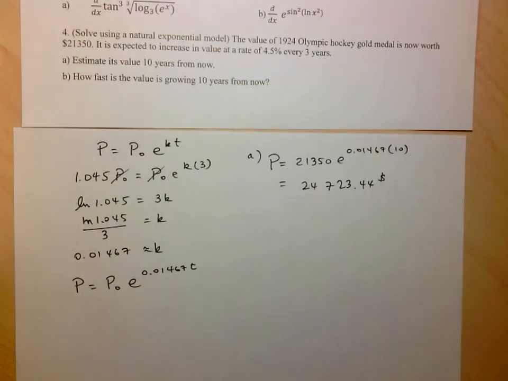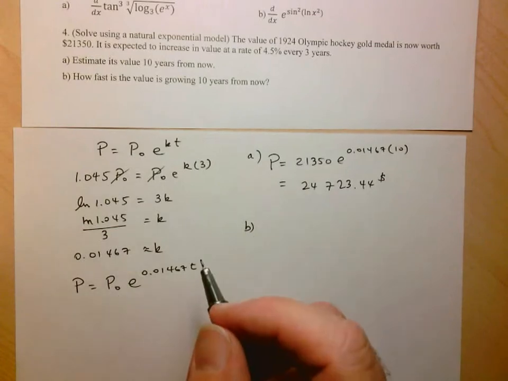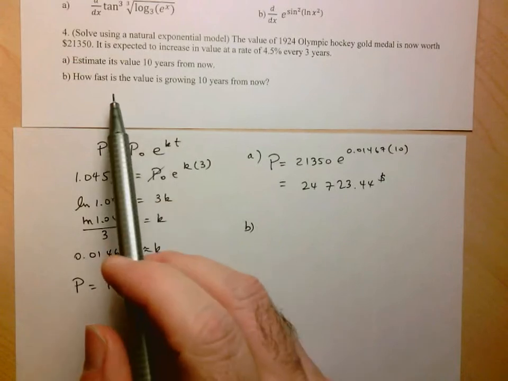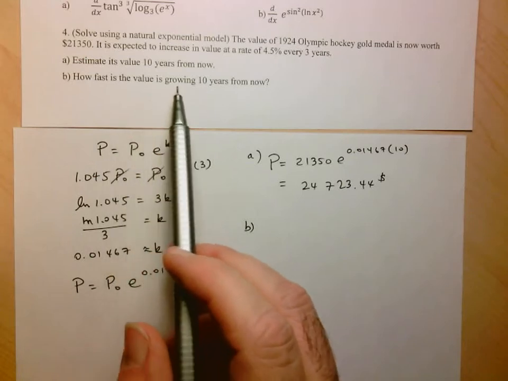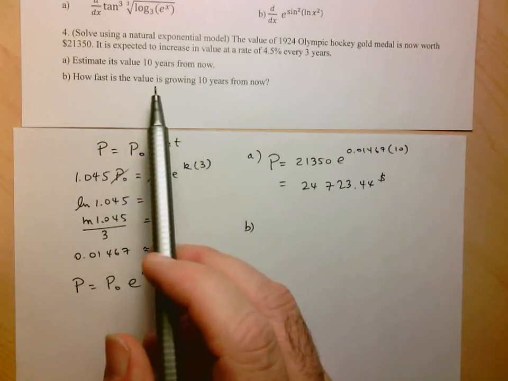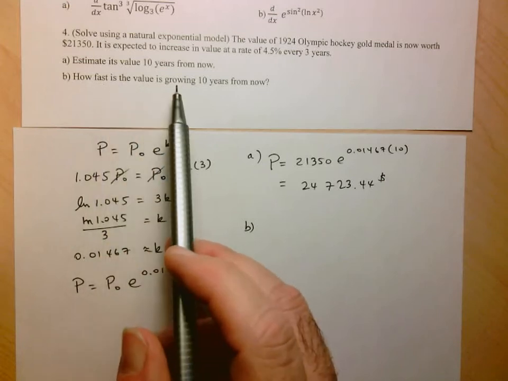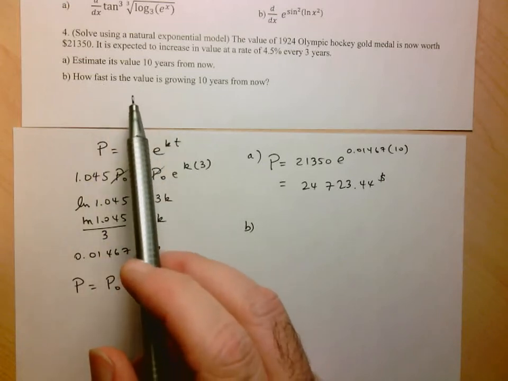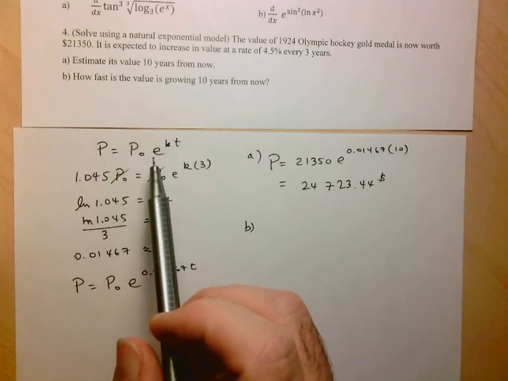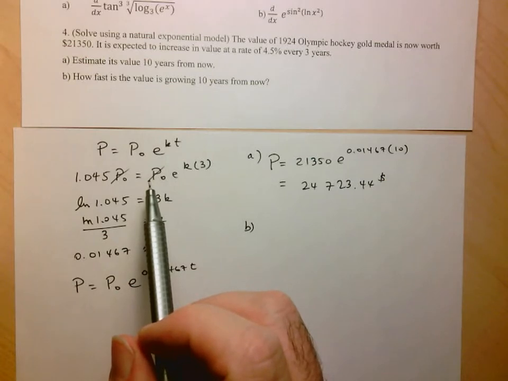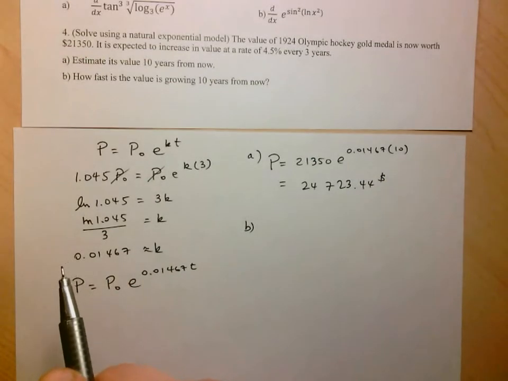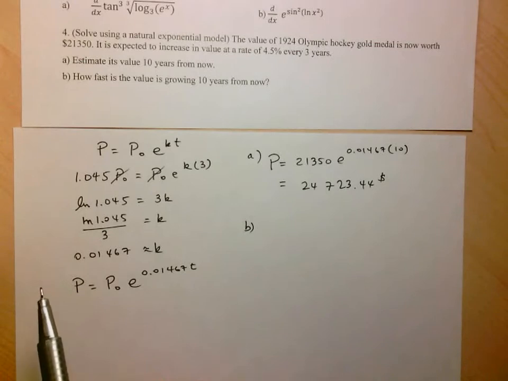Now let's look at B. B says, how fast is the value growing 10 years from now? Well, this is not very calculus language, so we need to turn this into calculus language. Growing represents rate of change, because it's how quickly it's growing. So essentially what we're looking for is the rate of change of the value 10 years from now, in other words, the derivative. So we need to take the derivative of our model and then determine its value after 10 years.